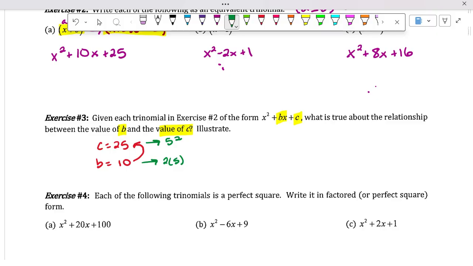So if I wanted to go from B to C, I first need to get the 10 to be equal to 5. So how do I get 10 equal to 5? I divide it by 2. So that would make it 5. Then how do I make it 25?